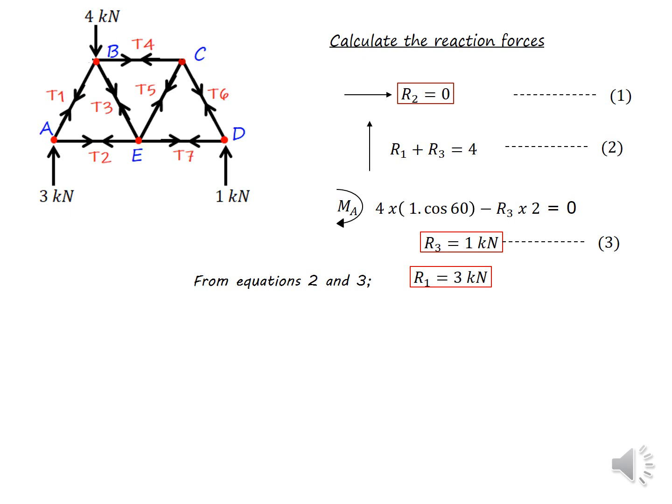Okay, once we calculate the reaction forces, what is the next step? We should calculate the member forces joint by joint until we calculate all the member forces. To select a joint, the condition, you know that there should be only a maximum of two unknowns, right?